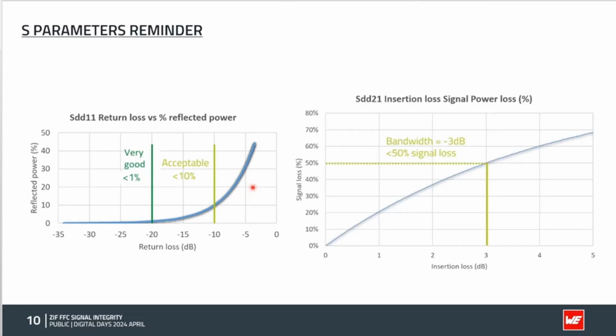For S21, yeah, this is written DD here because this is a differential pair. So for the insertion loss, this is easier because you know the concept of bandwidth. The bandwidth is minus 3 dB. It means that this is below 50% of the signal loss for the insertion loss.